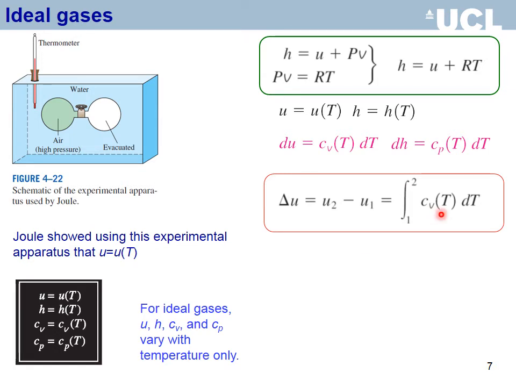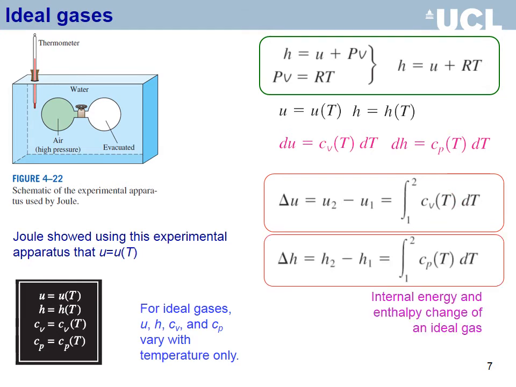That will happen if your states 1 and 2 do not have much by way of temperature changes. So if the temperature change is small, so that your Cv and Cp are relatively constant, then you can take Cv out. And you can do the same thing, of course, with the Cp relationship, the second one here. So you can write H2 minus H1 as the integral from 1 to 2 of Cp dT. So that's how your internal energy and enthalpy changes are related to Cv and Cp in the general case for ideal gases.